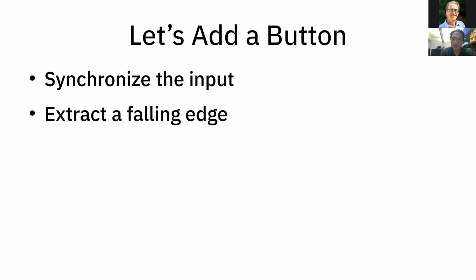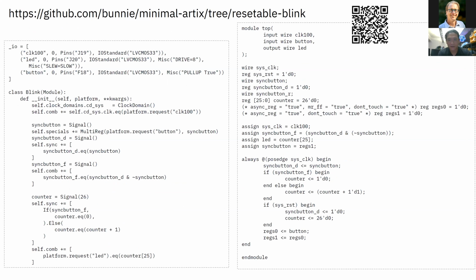So let's get a little more complicated, and we can add a button. So we want to synchronize the input, and we want to extract the falling edge. So this is what that code looks like. There's another branch on this tree here. You can see I've added here a description of a button. I've added a pull up to it.